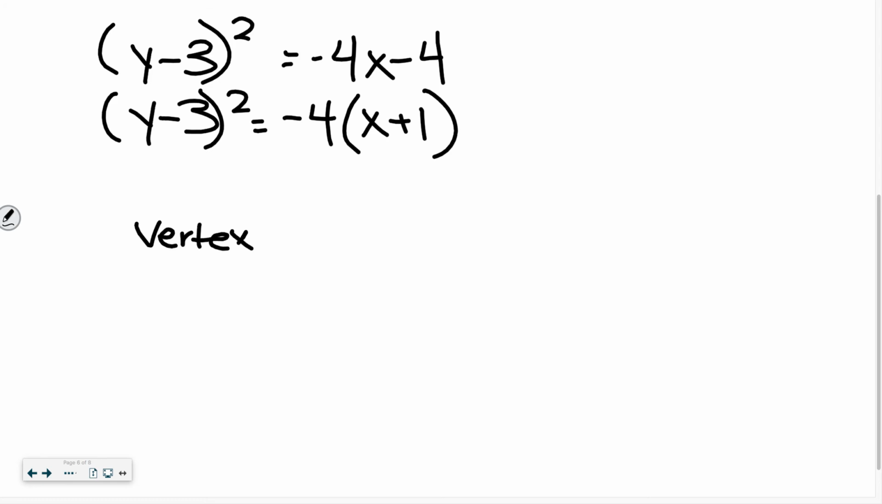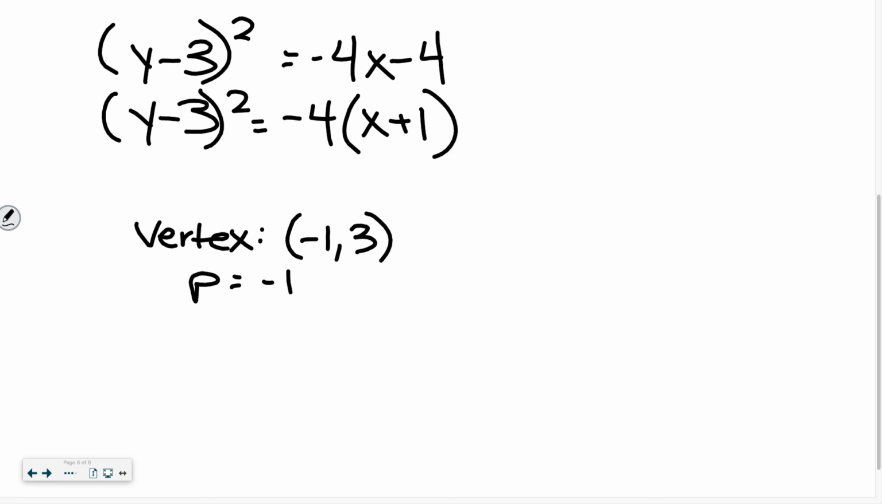Negative 1, 3. If you said 3, negative 1, you gave me KH. You see how you're going to have to be careful? It has to be HK. Okay, p-value is negative 1.